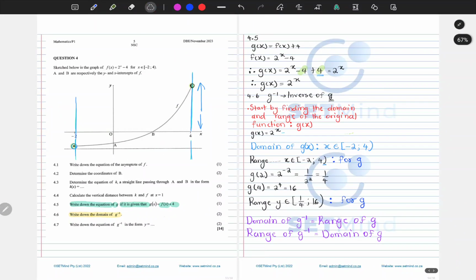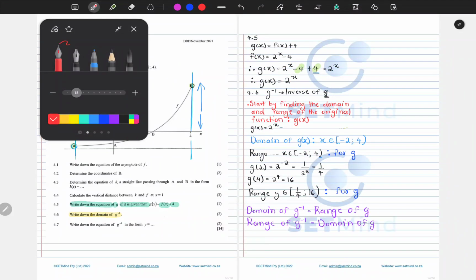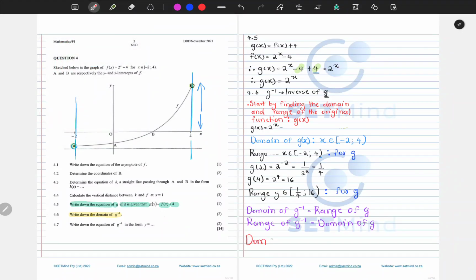So now, because they are looking for the domain of the inverse, it means I just need to look at the range, and that range becomes my domain. So if you look carefully, the domain of that inverse will simply be the range. So it will be x is an element of our range, which is 1 over 4, and 16 excluded. So that is how we find the answer for 4.6.